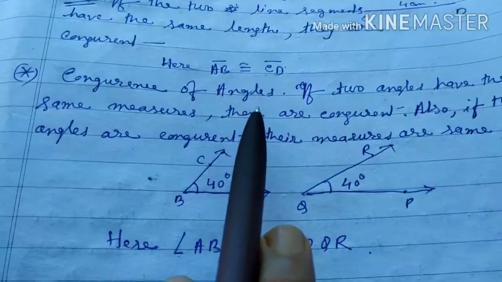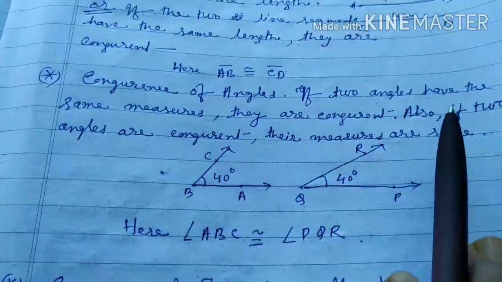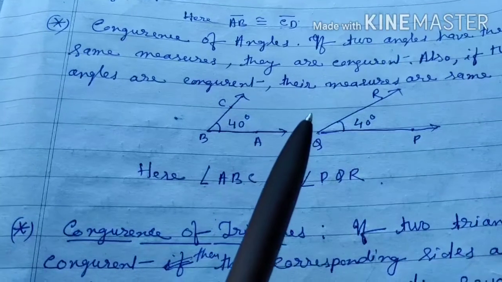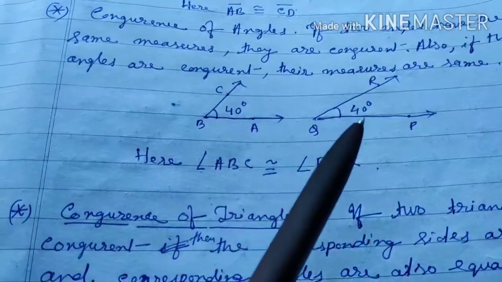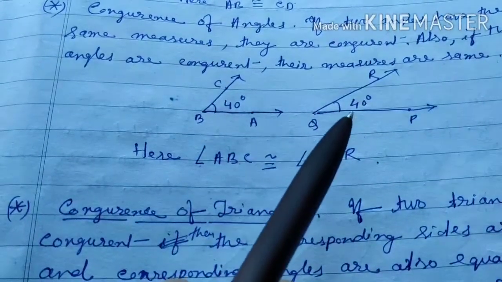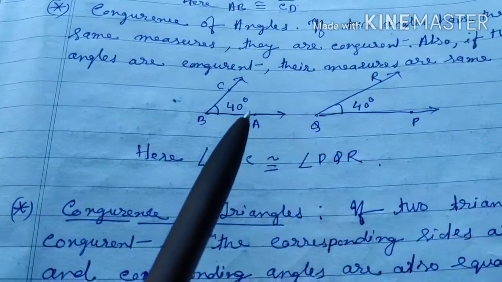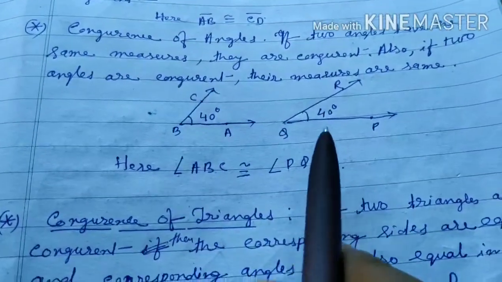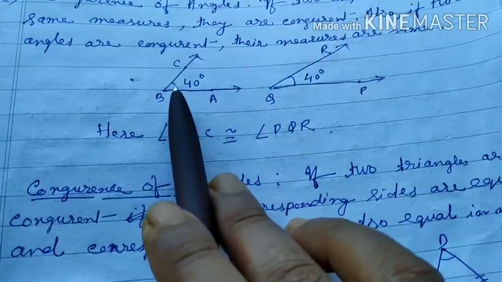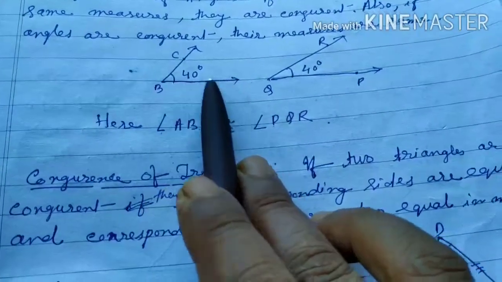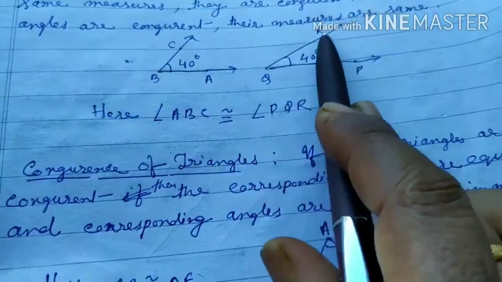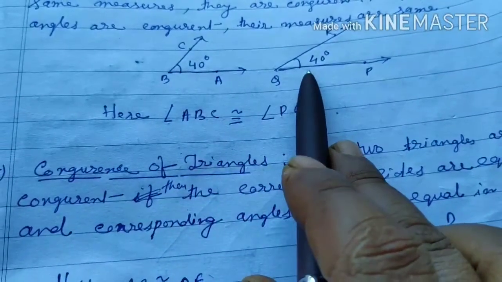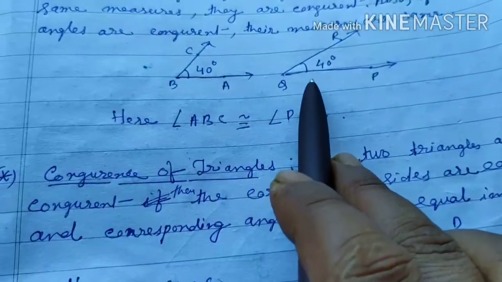Then congruence of angles. When will two angles be said to be congruent? If the angles are of the same measure, then the two angles are congruent. Also, if the angles are congruent, then their measures are the same. Here angle ABC is congruent to angle PQR, because the measures of the angles are the same. The length of the arms can be extended, but the measure of the angles is what matters. When the measures of the angles are the same, we can say the two angles are congruent.